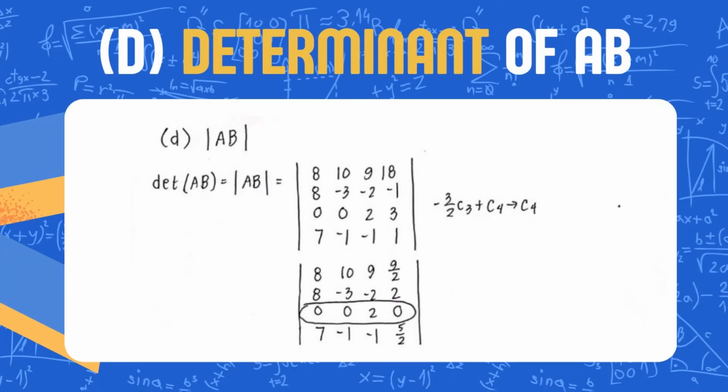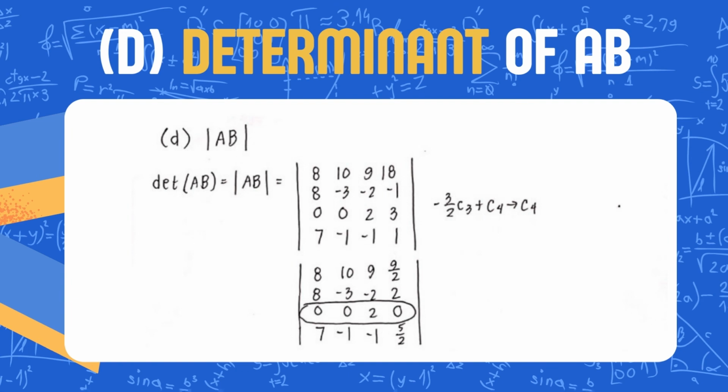Now, let's solve for D, the determinant of AB. Since we already solved for the matrix product of AB, now we are going to get its determinant. What I did first is perform elementary column operations to maximize the number of zeros in the row that I desire to use and expand. The operation I utilized is negative 3 halves C3 plus C4 yields C4.